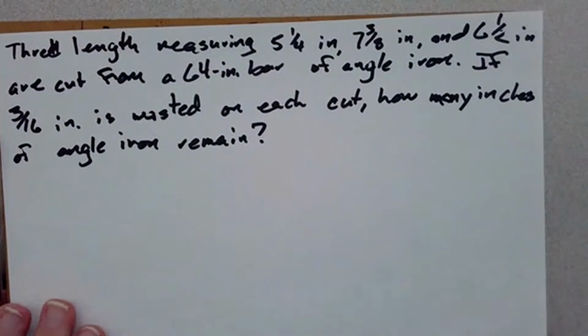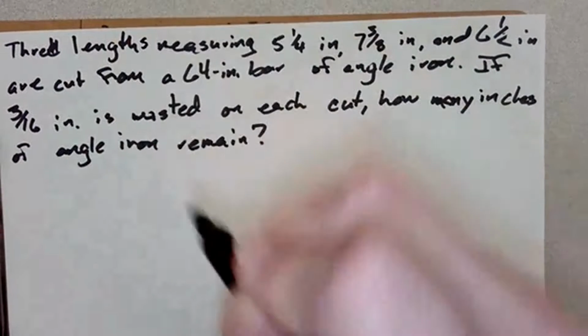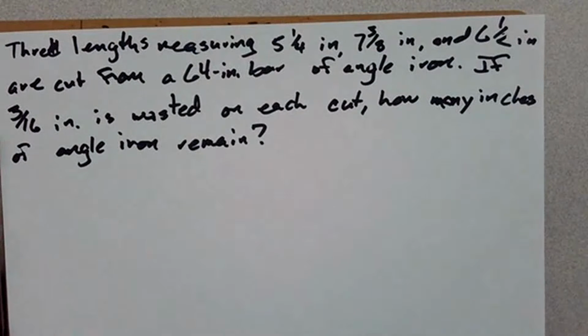Last problem. Three lengths measuring 5 1/4 inches, 7 3/8 inches, and 6 1/2 inches are cut from a 64-inch bar of angle iron. If 3/16 inches is wasted on each cut, how many inches of angle iron remain?